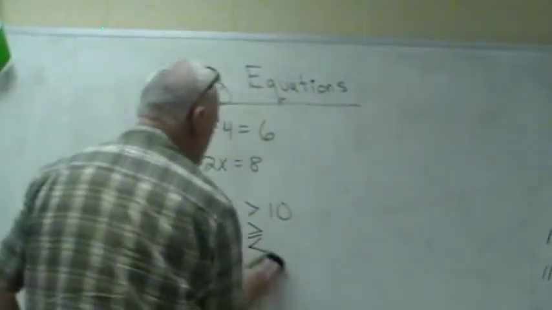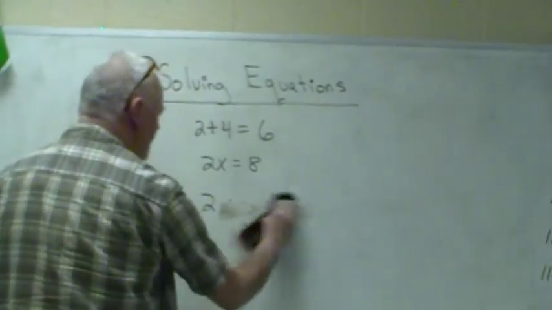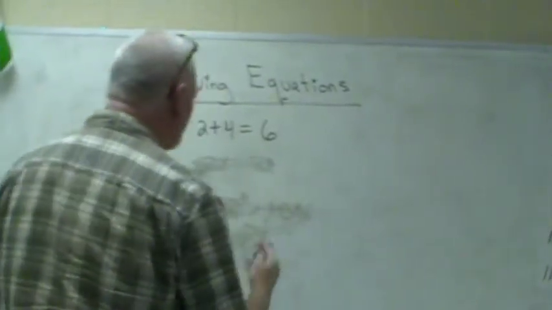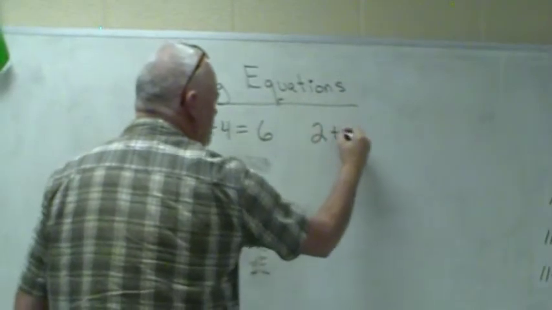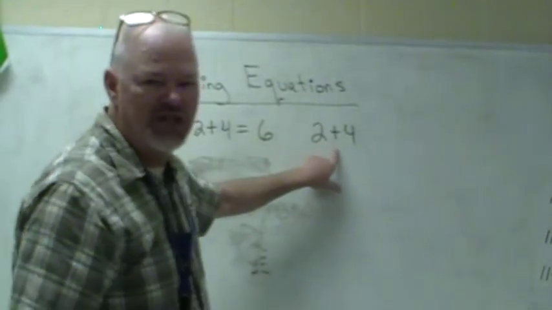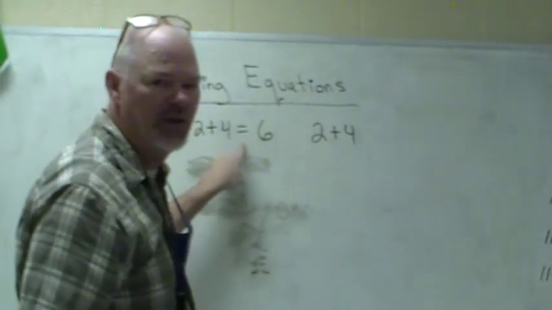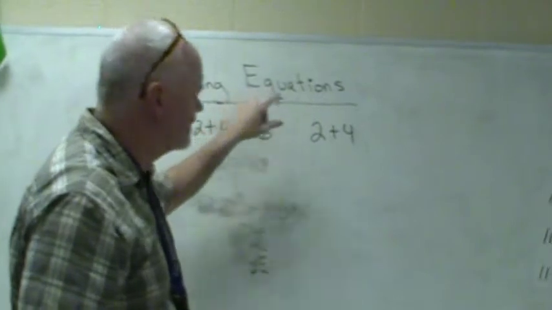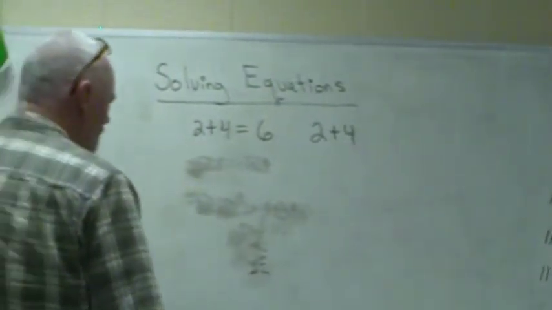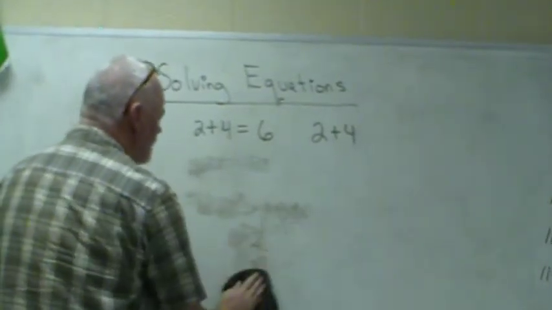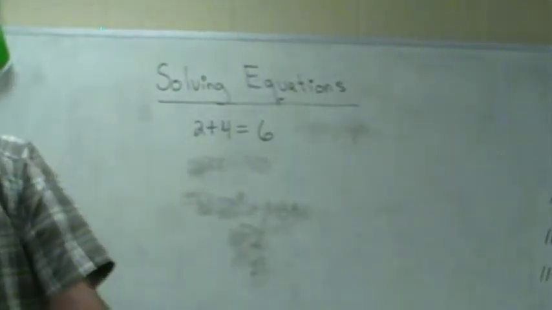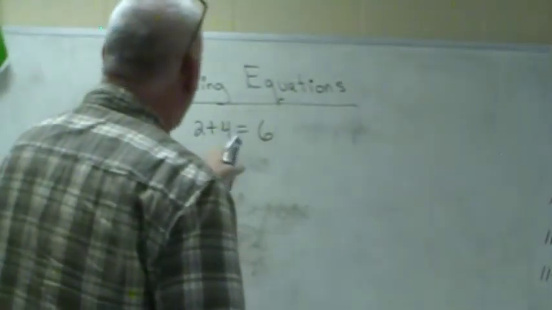You could have something like this with no equal sign and no inequality. That is called an expression. It is not an equation. All right? We are only talking about solving equations. This one's already solved, right? It's already done. There's nothing else to do there. 2 plus 4 is 6. Voila, right? Yes, it is. Let me show you what we're going to be doing.